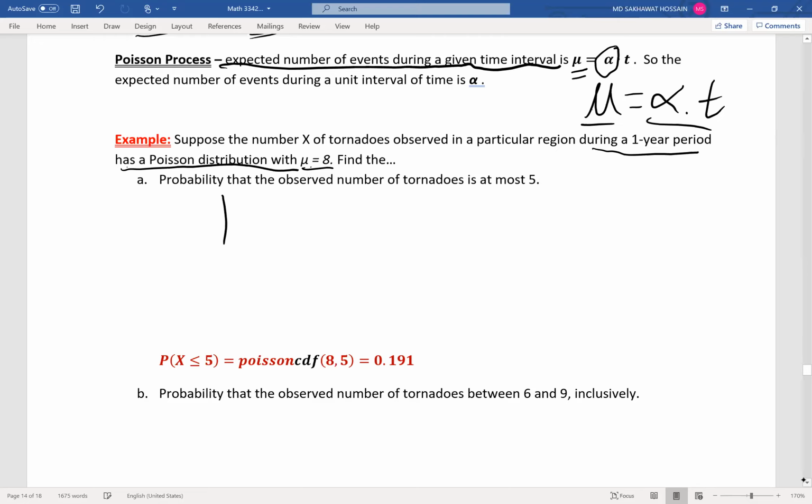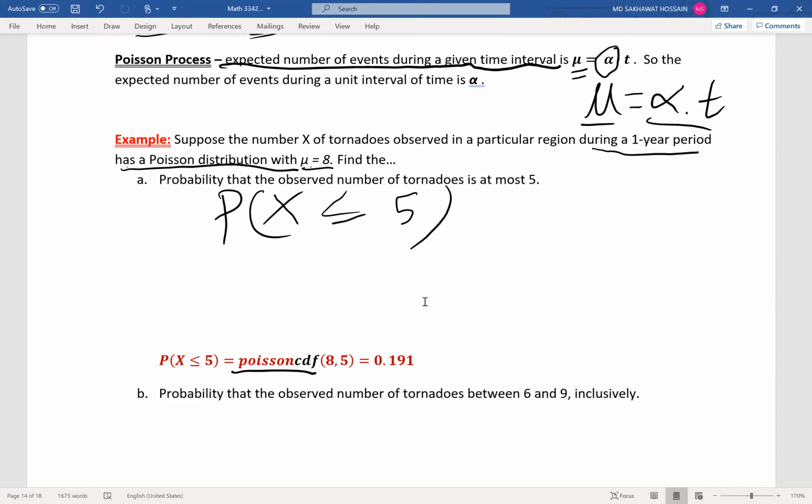We have to find the probability, so that means we have to find the probability x less than or equal to 5, where x is the number of tornadoes during a 1 year period. Okay, so how can we calculate this probability? You can use the calculator. Since this is also a CDF, a cumulative probability, because we are finding the probability x less than or equal to 5, not for a specific value of x. So that means this is cumulative, so you have to use Poisson CDF if you use the calculator.